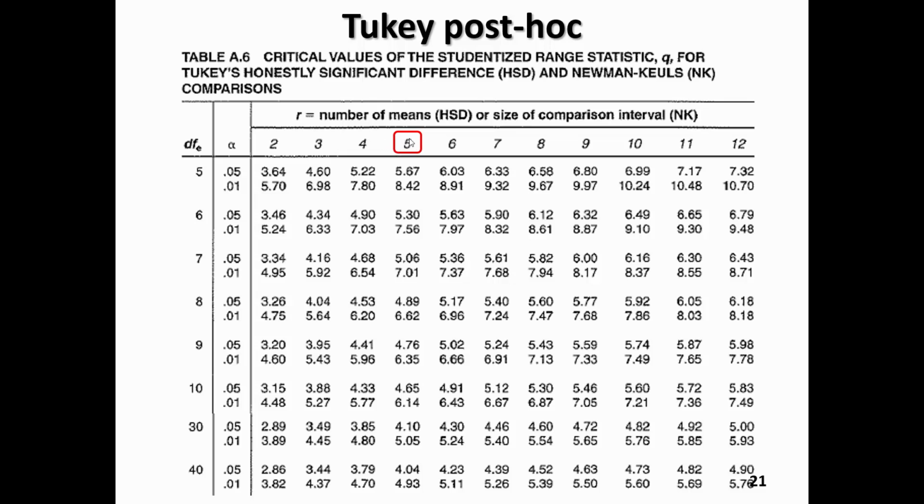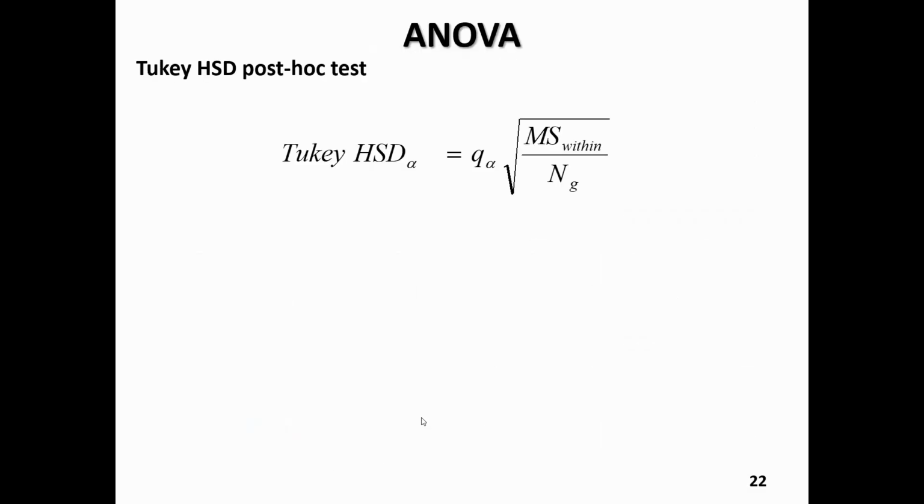And recall we had 5 groups. Along the column here on the far left hand side, we're going to look for the degrees of freedom for the error term, and note we have 30, and this table presents Q values if we want to go with the 0.05 or 0.01, and we're going with the 0.05, and we look for the value of intersection, and that zeroes in on a Q value of 4.10.